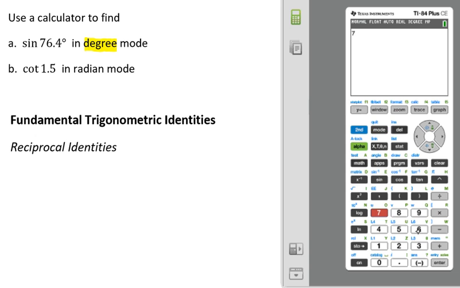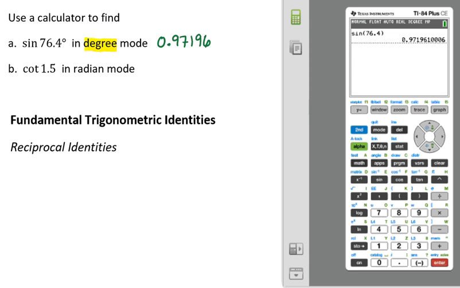So we're going to enter in the sine of 76.4 and hit enter. And here we're going to find that we have a value of 0.97196100006. We'll go ahead and estimate that and have 0.97196.